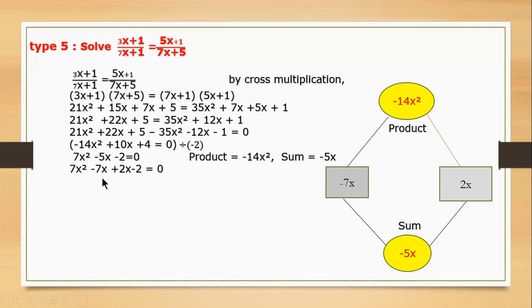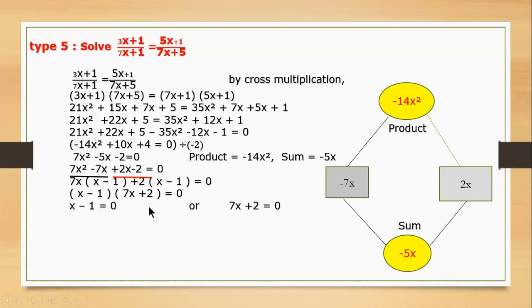Let us group the first two and the last two together. In the first two, we have 7x common, so we get (x minus 1) within the bracket, plus in the second group, we have 2 common. So if you take it out as common, we get (x minus 1) within the bracket, which is equal to 0. In this entire equation, we have (x minus 1) common. So if you take it outside, (7x plus 2) will remain, which is equal to 0. Now we need to use the zero product rule. So x minus 1 is equal to 0, or 7x plus 2 is equal to 0.